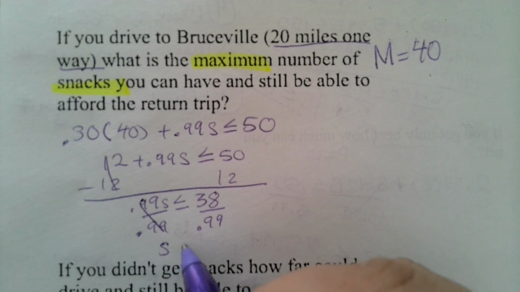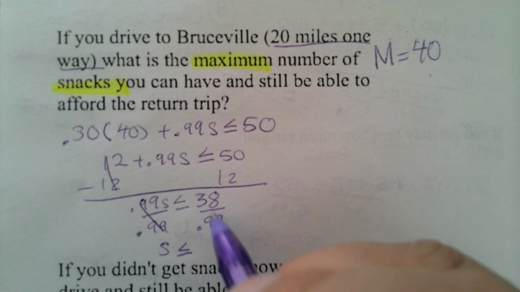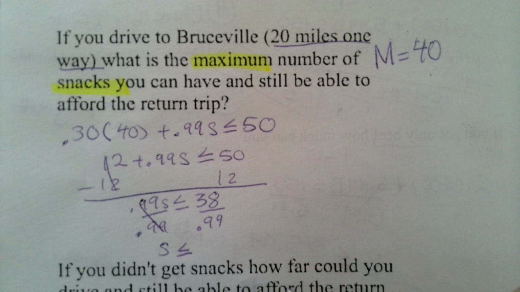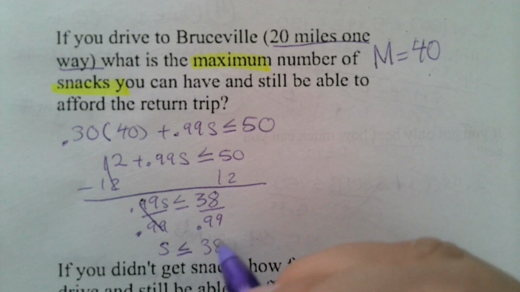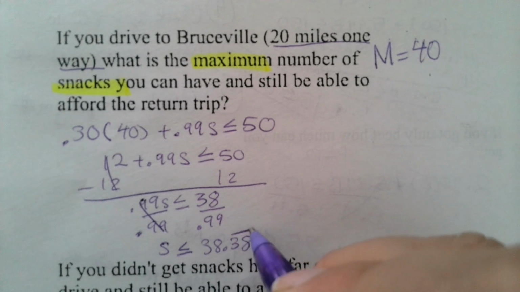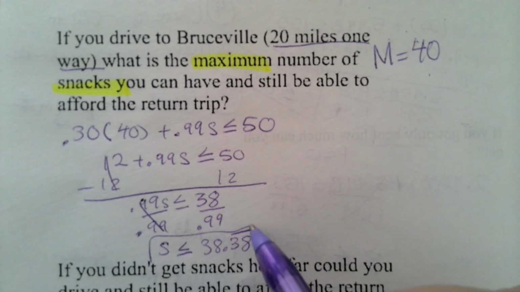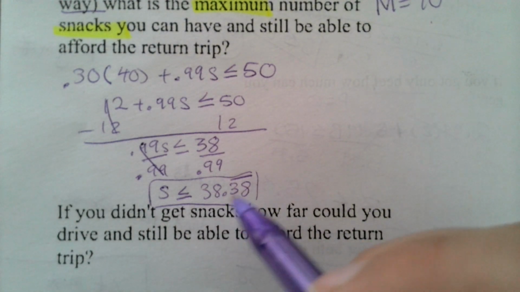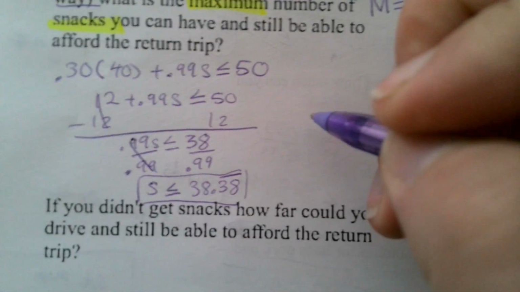Robert, what do we get? What is 38 divided by 0.99? It is 38.38. Now, Paul, make this real. This is the equation that we get as our answer. I can't get 38.38 snacks, so how many snacks can I get? You can only get 38.